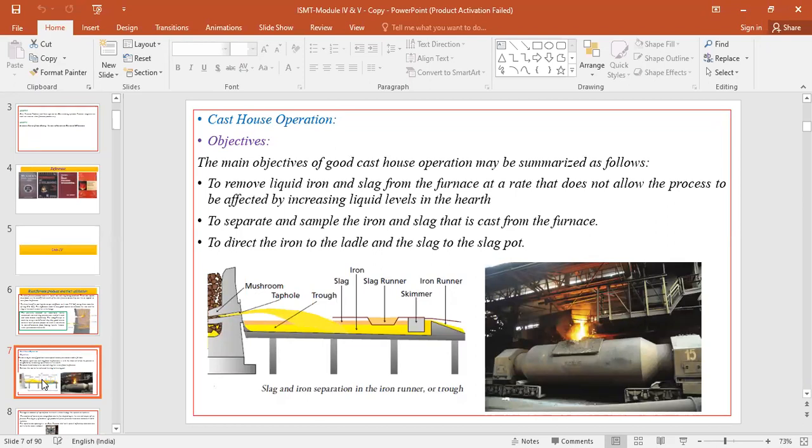And if the level is increased, then that will have an impact on the raceway of the blast furnace. Another objective is to separate the hot metal as well as slag from each other by giving a certain deviation, so that the slag will collect into the slag pot, and the hot metal will collect either in the ladle or in the torpedo.